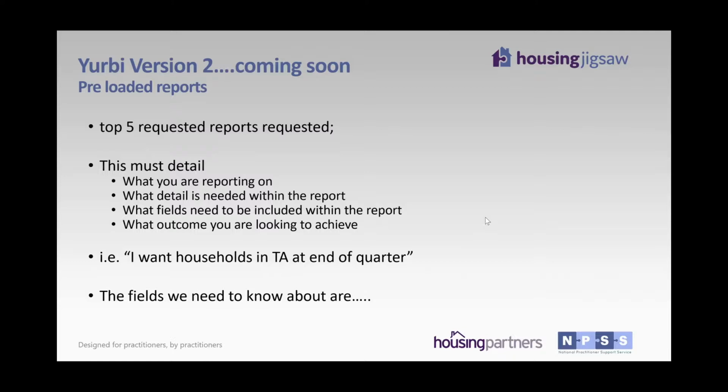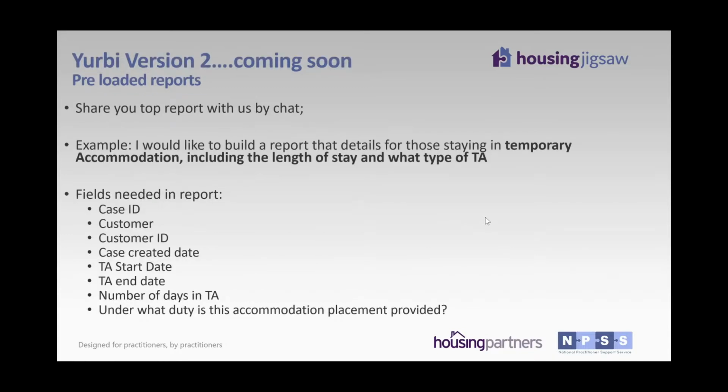So what is it that you would like as a local authority for us to do for you? And what we need from that is the detail. One of the things that we've found when we've been using YRBI 1 and YRBI 2 is that a local authority will say, oh, I would like to know what households are in TA at the end of the quarter. Well, that's fine. But what we're going to need from you is a little bit more detail as to what you actually mean around the households in TA at the end of the quarter.